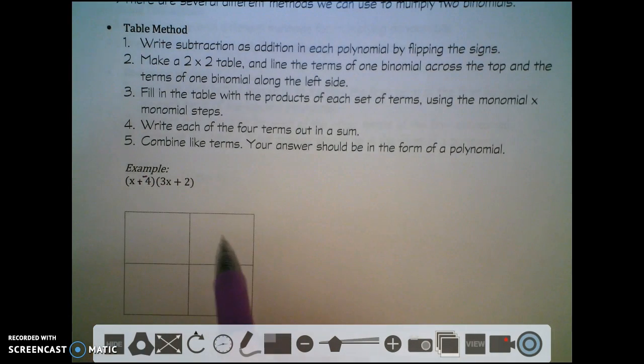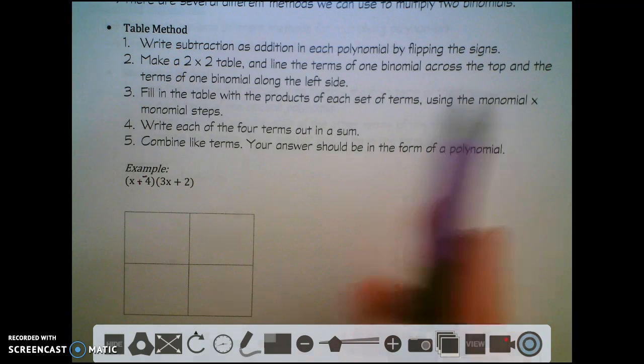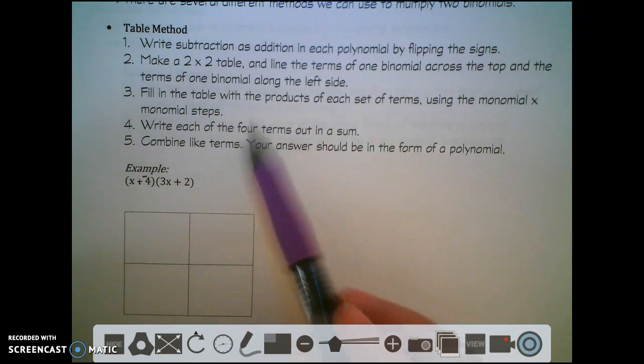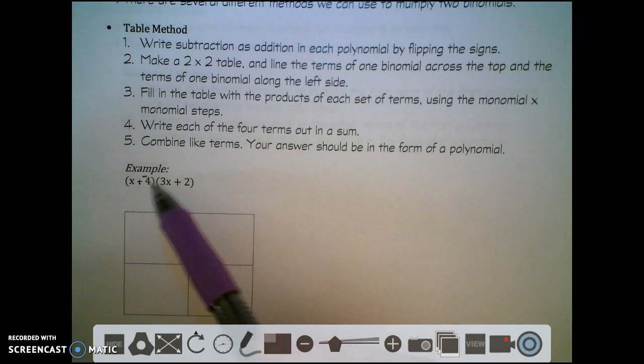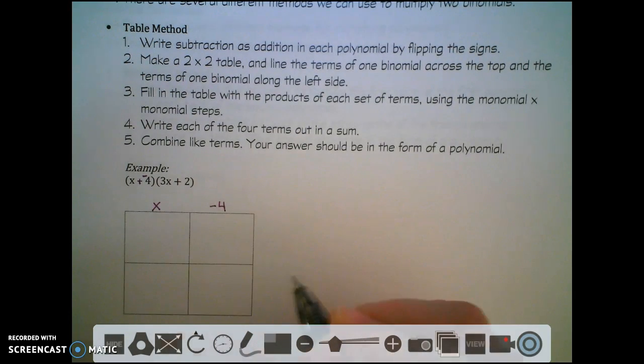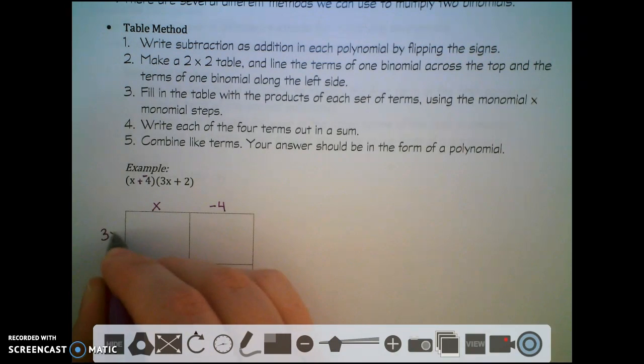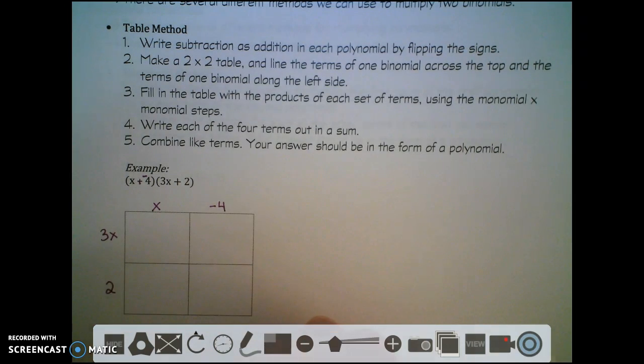Now I'm going to make a 2 by 2 table, which I already have drawn out here. I'm going to line up the terms of one binomial across the top and the terms of one binomial along the left. So I'll take this x plus negative 4. I'll put my x here and my negative 4 here. Then I'll line up this one down the side, so 3x and 2.